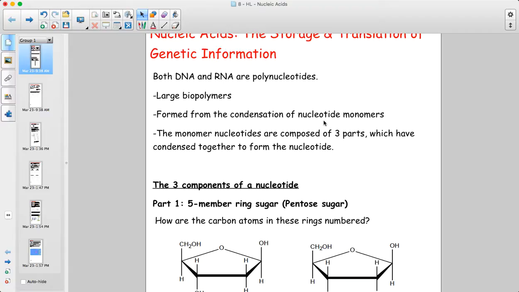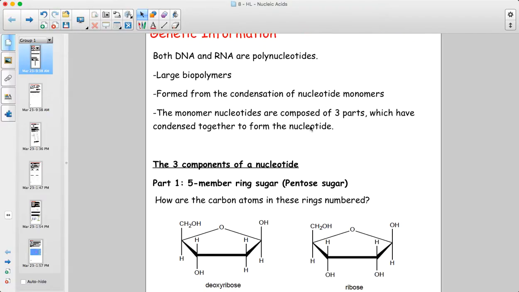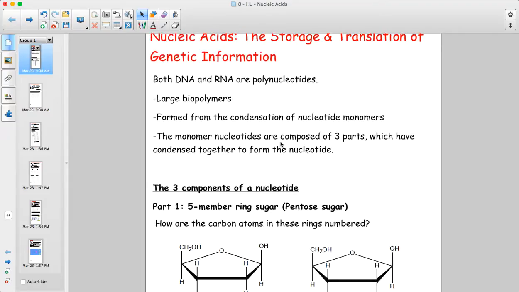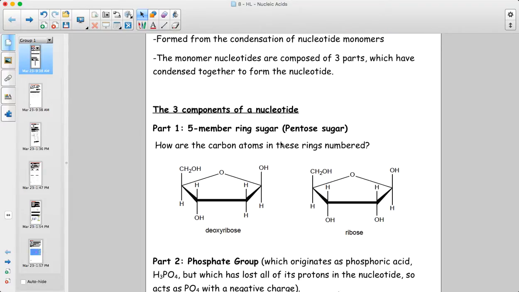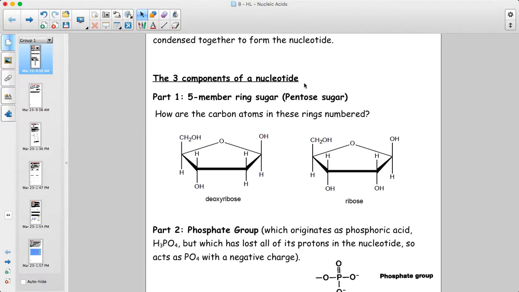But what's a little bit trickier about this one is that the nucleotide itself is actually composed of 3 different distinct parts, which have already condensed together to form the nucleotide in the first place. So the first thing we're going to cover is what makes up a nucleotide. So every nucleotide has 3 parts. Part 1, a 5-membered sugar that is in a ring form. It could also be called a pentose sugar.